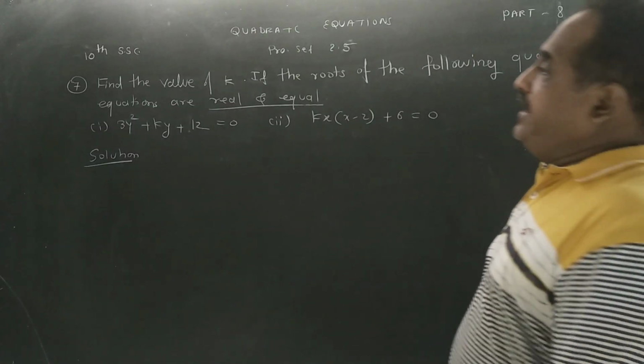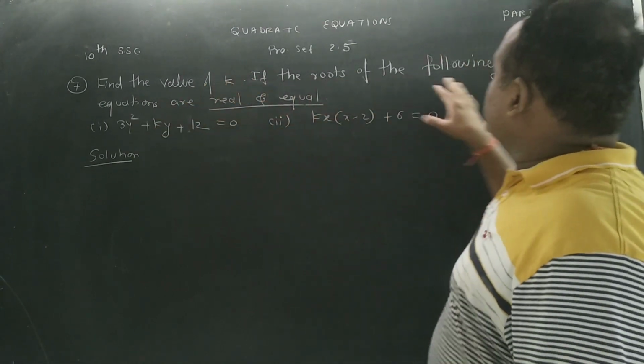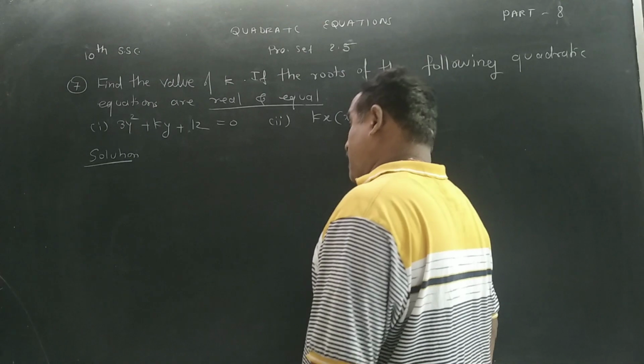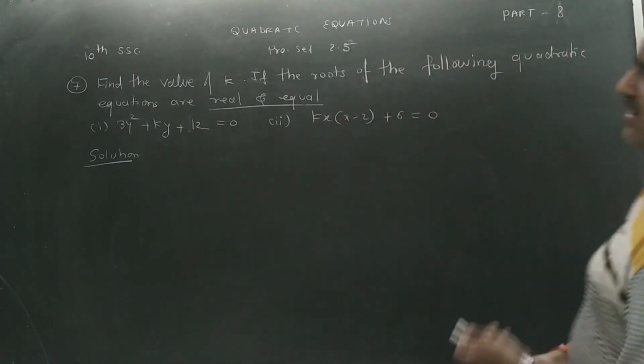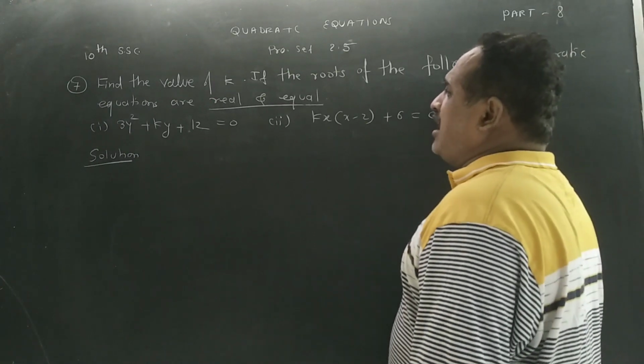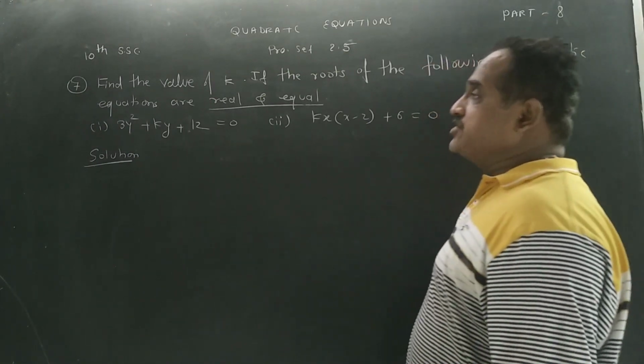Find the value of k. Now the seventh question: find the value of k if the roots of the quadratic equation are real and unequal. Real and unequal, remember some conditions: to find this nature of roots we need to know the discriminant, delta.